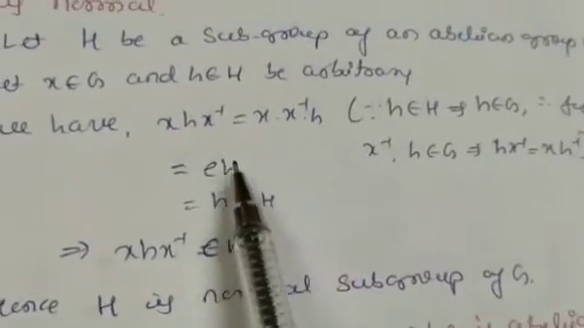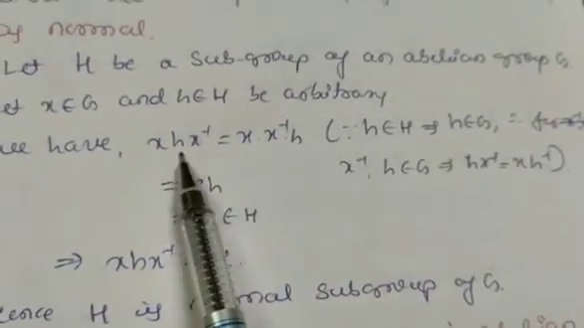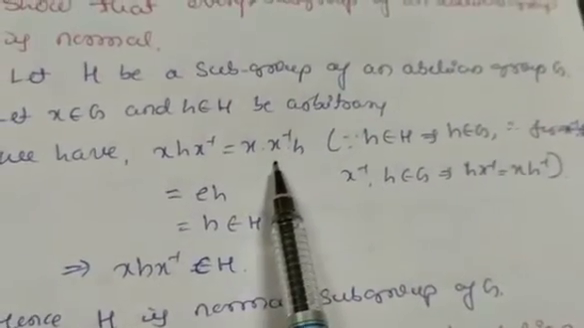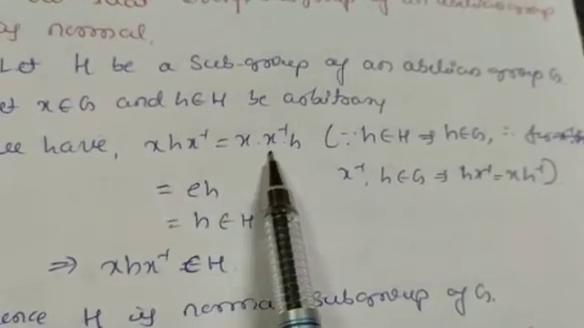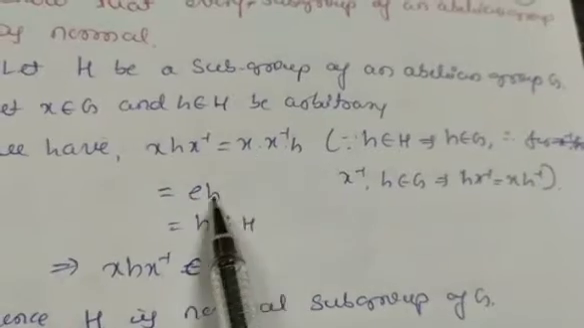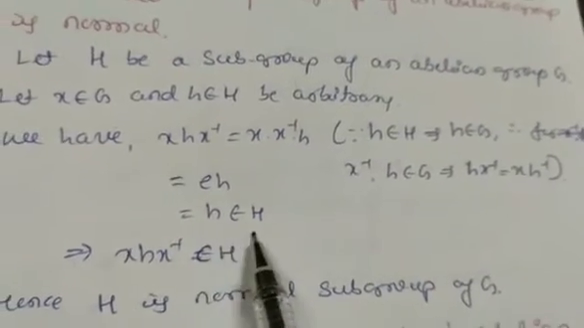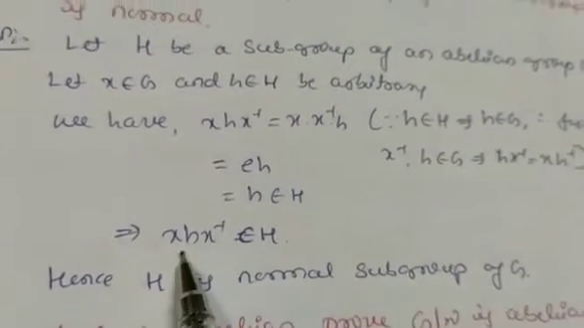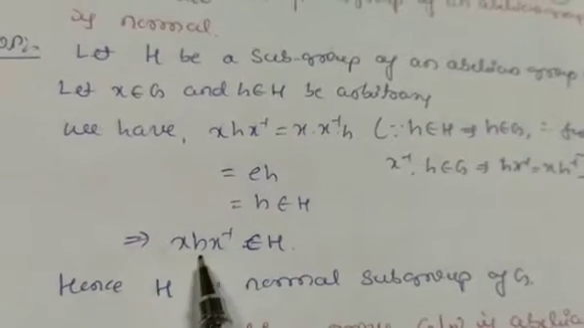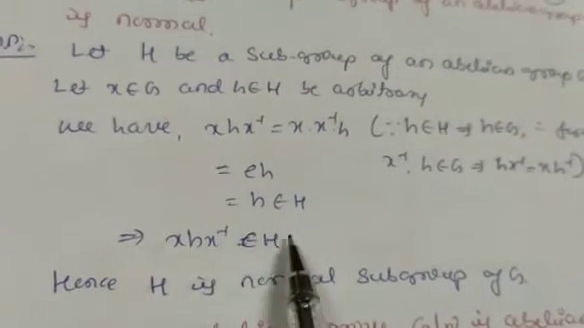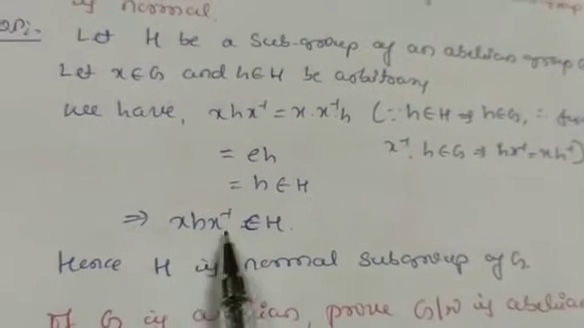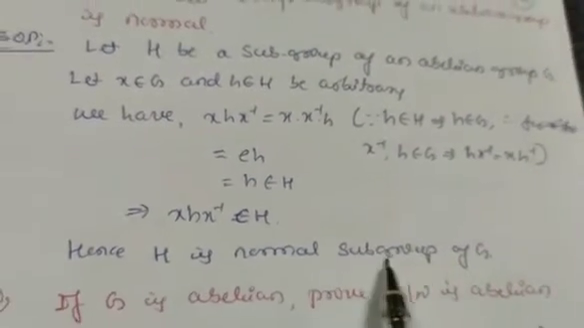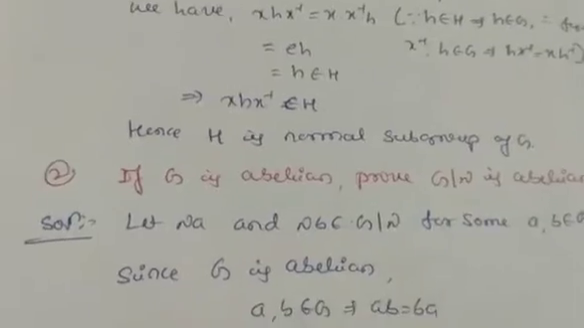So x h x inverse is equal to x x inverse h. We know x x inverse is e, and e h is equal to h, which belongs to H. So this implies x h x inverse belongs to H. Hence, by the definition of a normal subgroup, H is a normal subgroup of G.